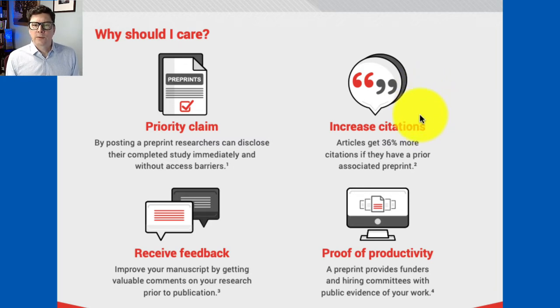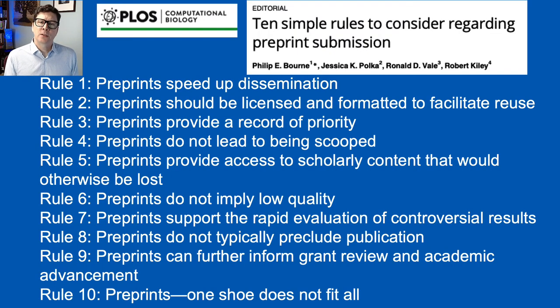They claim that you can increase citations by using preprints, that you can also receive feedback, and that you can use it as proof of productivity. Now, we have already mentioned receiving feedback when we defined preprints, and we've also mentioned proof of productivity in grant applications. Let's look at some additional pros and cons of preprints. This is an article called 10 Simple Rules to Consider Regarding Preprint Submission. They go over some of the same points we just saw in the previous slide, but there's some new ones too. Preprints speed up dissemination.